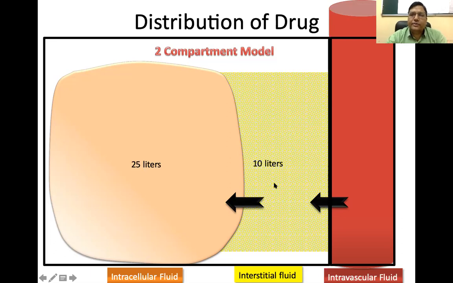So the drug gets distributed from the intravascular fluid. As we take a drug, after absorption the drug reaches the blood vessels, the systemic circulation. Then from the intravascular fluid the drug gets distributed into the interstitial fluid, and then to the intracellular part. So it is the movement of the drug which occurs, and this is the compartment model. But basically our body is composed of multiple compartments. For ease of understanding, we take it as a two compartment model.